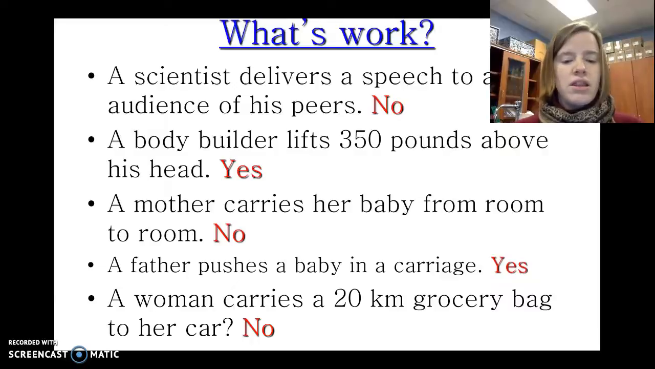Because she's carrying the baby, this is the same situation as the woman carrying the grocery bag. Because she's carrying it, there's no actual force involved. There is just, as we said before, the balanced force. The bag or the baby is not moving outside of the mother. They're moving with this woman, this mother. So there is no actual force that's pushing the baby or pushing the grocery bag in a direction. So neither of those are actually considered work. Whereas a father pushing a baby carriage, that is considered work.